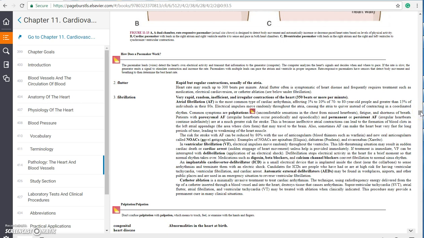Fibrillation is very rapid but inefficient, irregular contractions of the heart. This happens when somebody is taking the blood into the heart, but the rapid and random contractions are really not pushing the blood out at the same rate that the blood is coming in. It can cause somebody to go into a cardiac arrest because the heart is not circulating and pumping the blood as required.